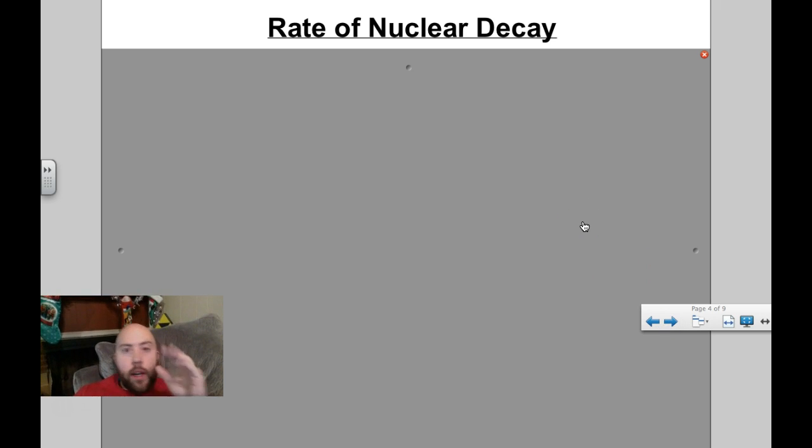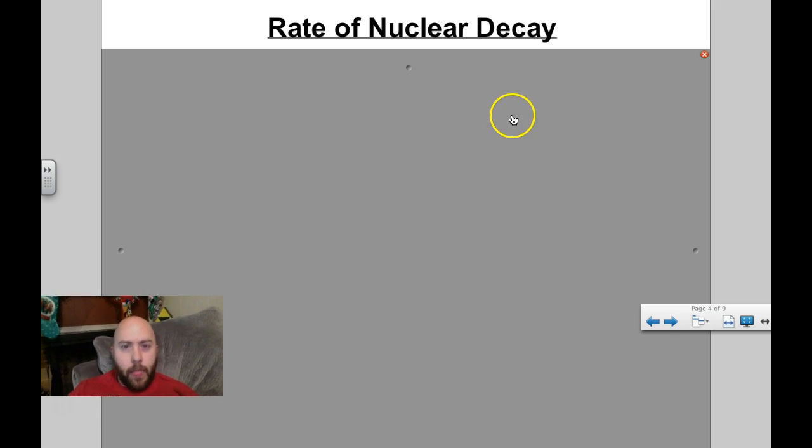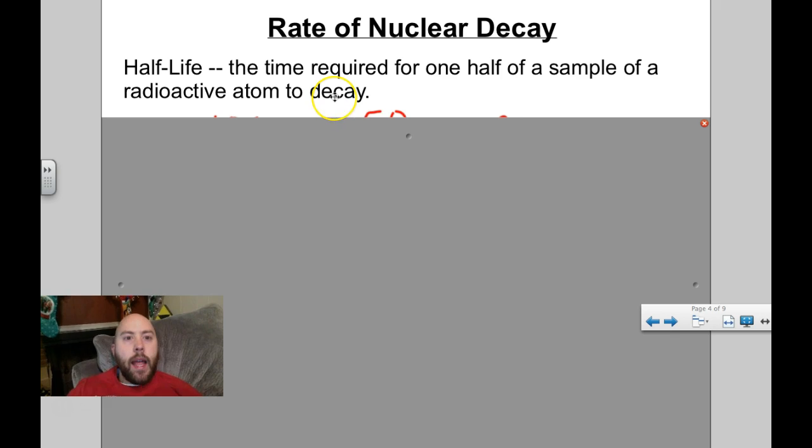Next, the rate of nuclear decay. How often do things become radioactive? Well, I mean, they're always radioactive, but how long does it take for the element to decay into something else? This is the idea of half-life. Half-life is the time required for 1/2 of a sample of radioactive element to decay.